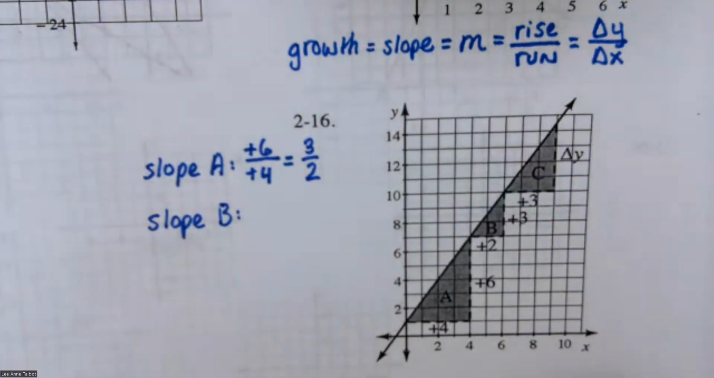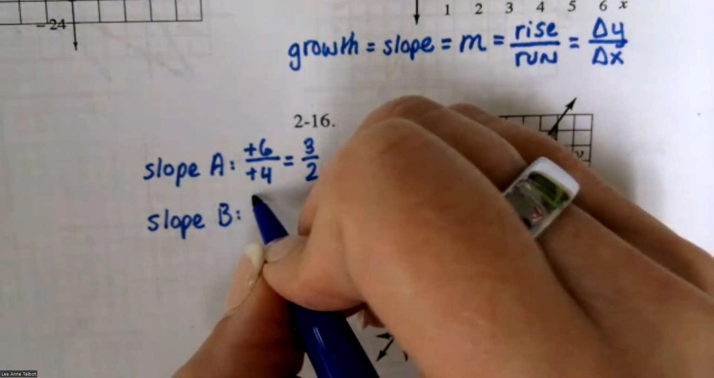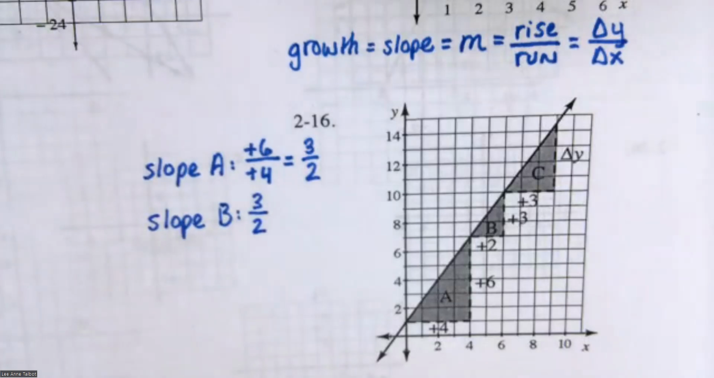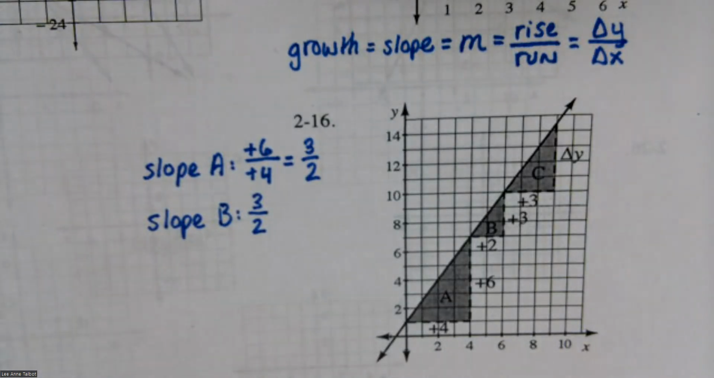What's the slope of triangle B? Yeah, you feel like you're doing something wrong. It's just 3 over 2. Rise over run, that's it. Technically, doesn't it make sense that they would all have to be the same thing?